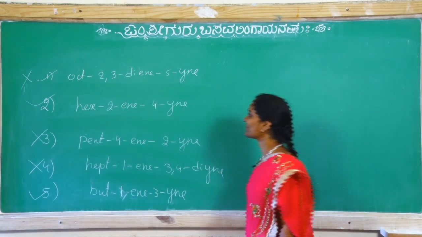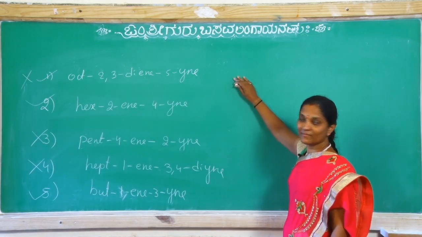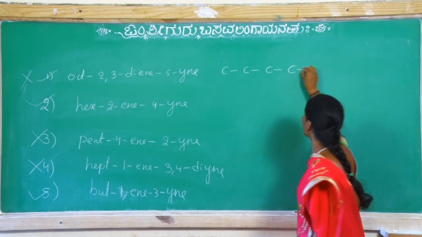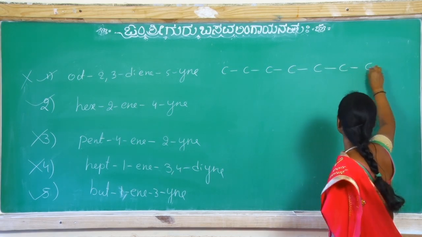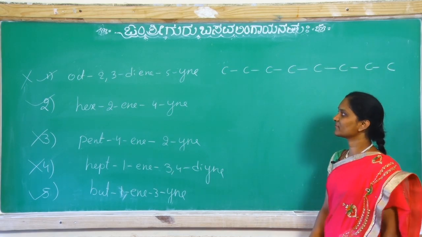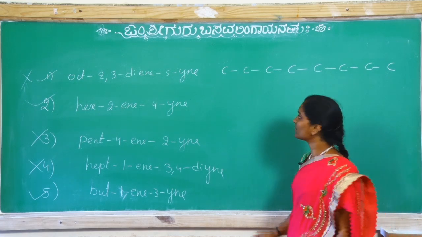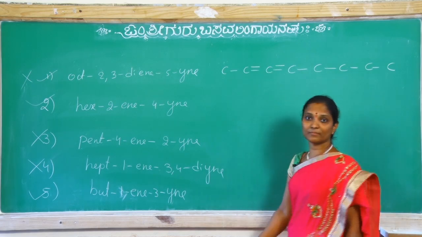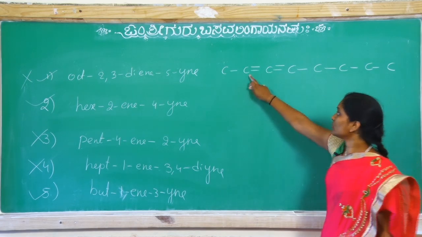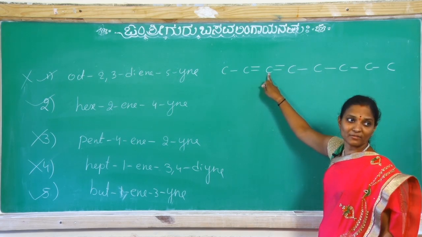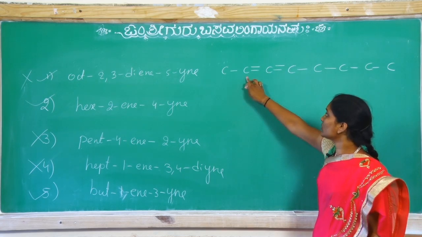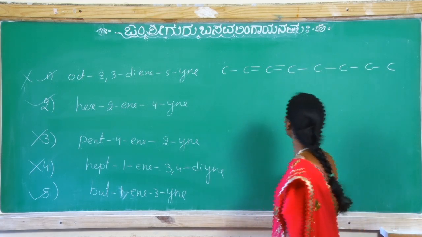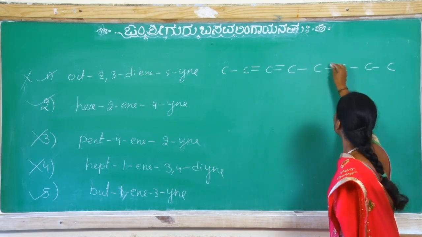Okay, start. First one. Oct, 1, 2, 3, 4, 5, 6, 7, 8. 2,3-diene. Second position double bond, third also double bond. Okay, 2-ene, 3 also ene. Between these two, 2. Between these two, 3. 2,3-diene, and 5-yne. 3, 4, 5. Here yne.